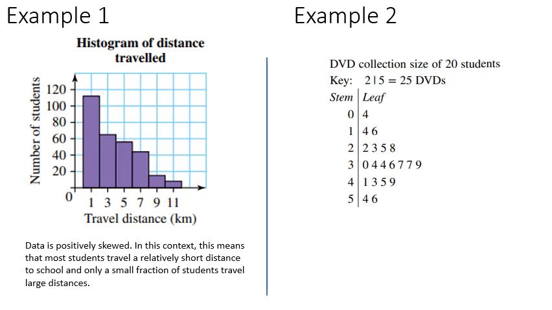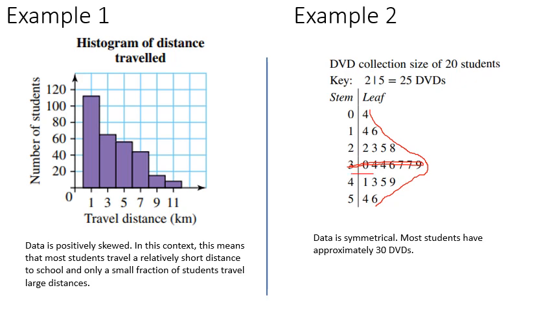In this second example, we have a stem and leaf plot, and as you can see, 3, around 30, is where we have our peak. And as you move away from the 3, the values become less and less common. So what we can conclude is the data is fairly symmetrical. Most students will have approximately 30 to 40 DVDs, because that is where our peak is.